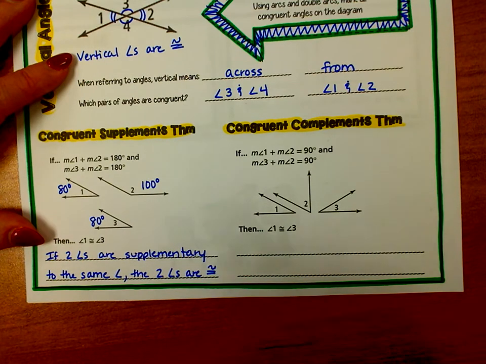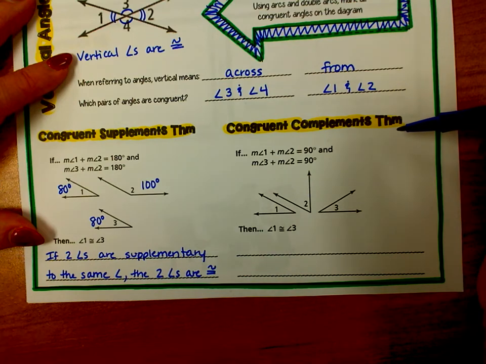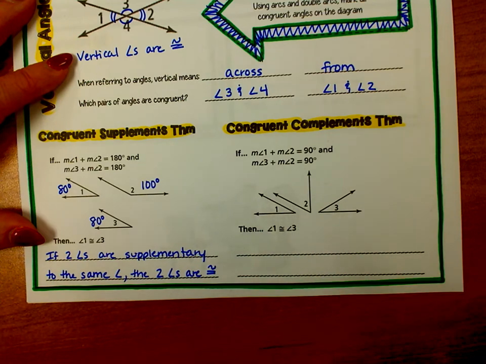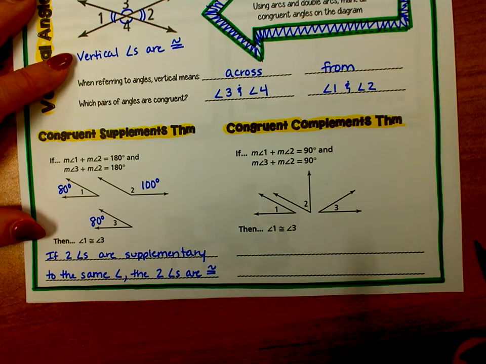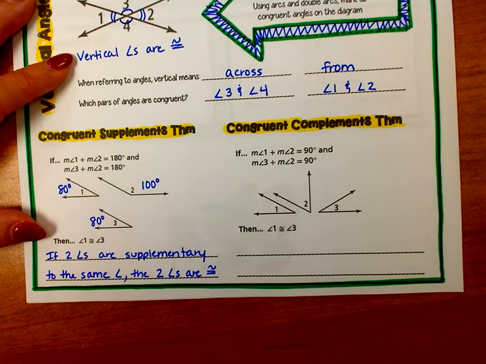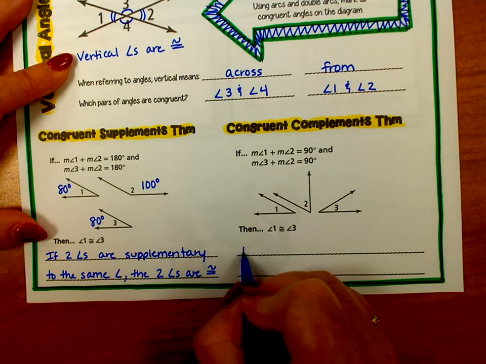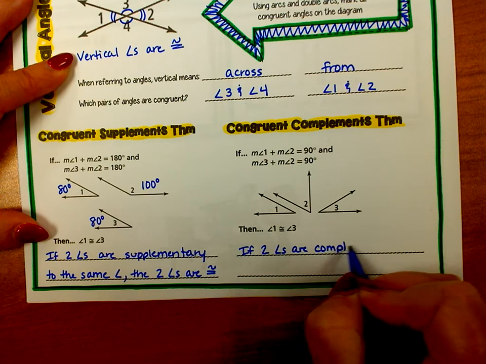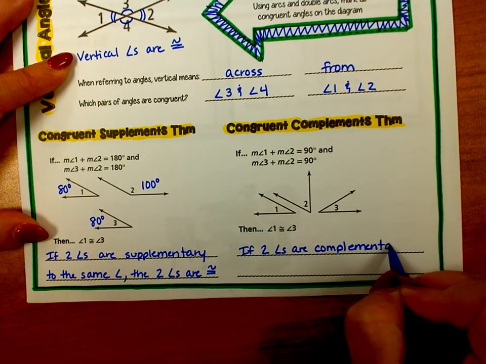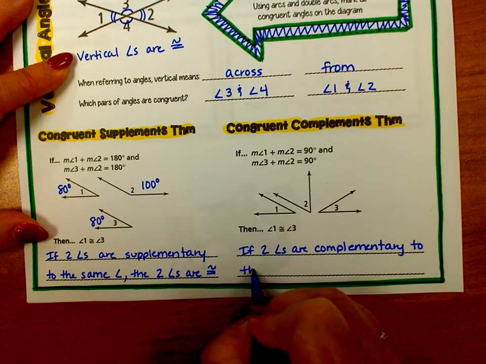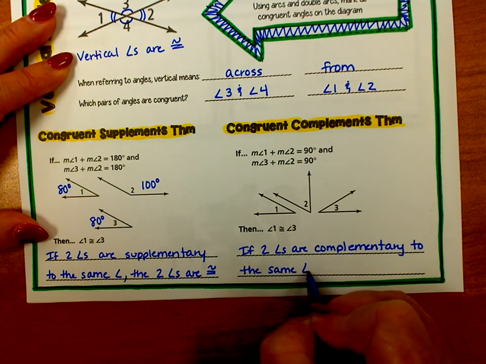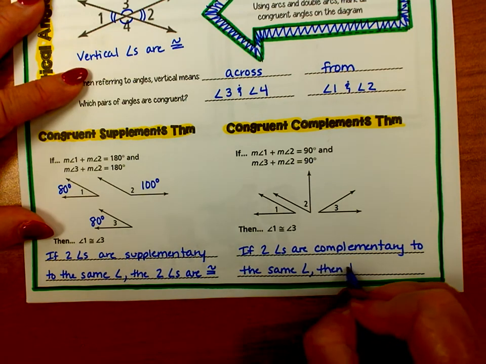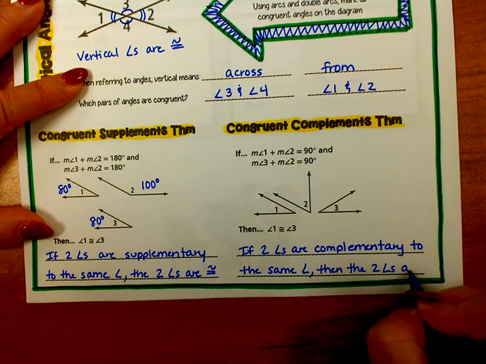Okay, same thing can be said with the congruent complements theorem. In fact, it's exactly the same thing, except that we have two angles that are adding up to 90 degrees instead of two angles that are adding up to 180. So if we swap out supplementary for complementary, we have the same wording exactly. If two angles are complementary to the same angle, then the two angles are congruent.